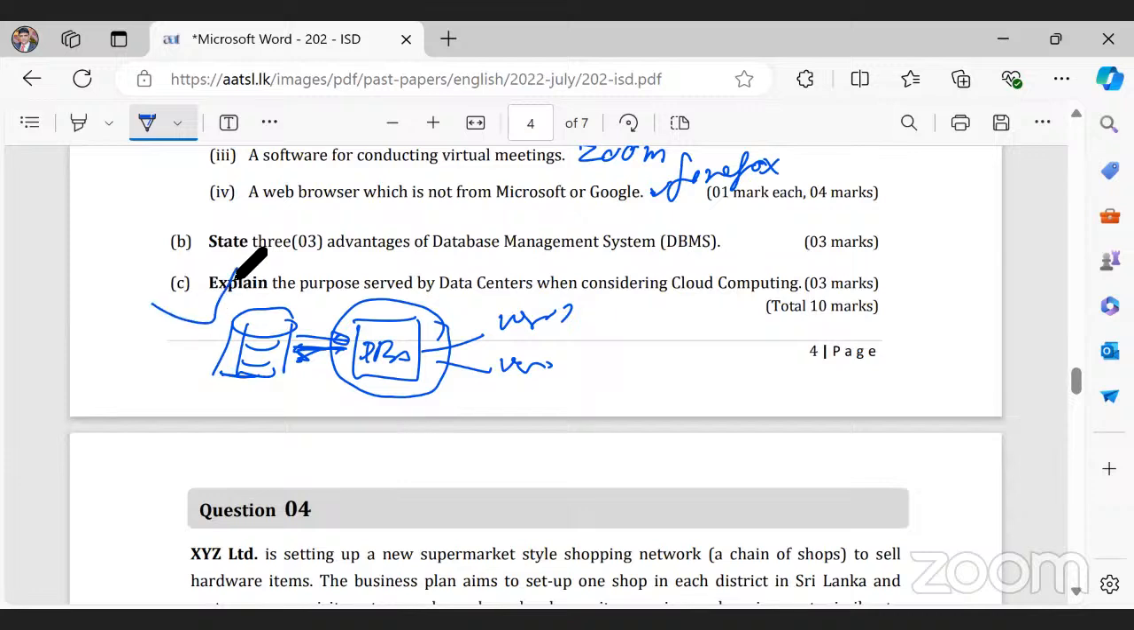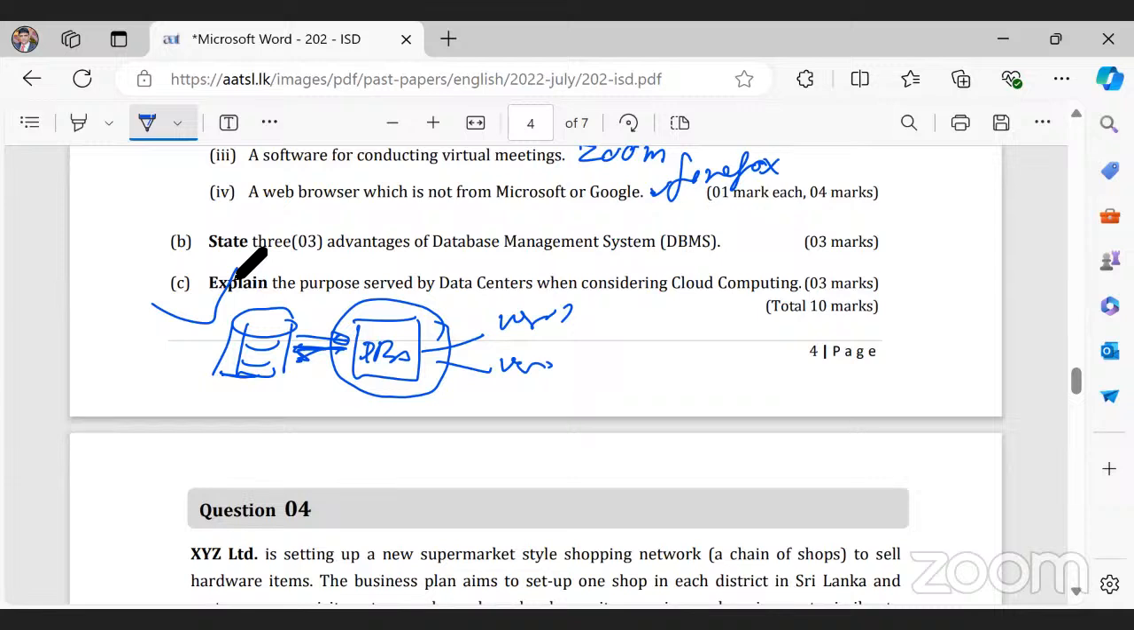We need to explain this section. C. Explain the purpose served by data centers which are considered in cloud computing. There is a central entity. Many users can access it at the same time. That is a collection of computing technologies like computers, storage, firewalls, and all.